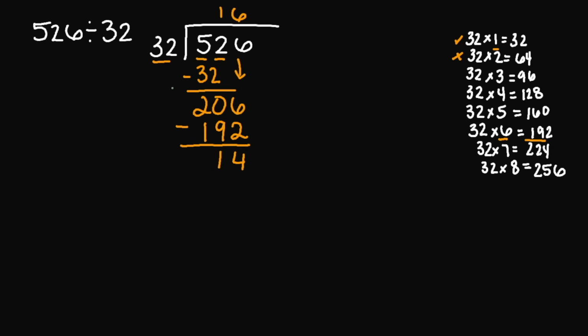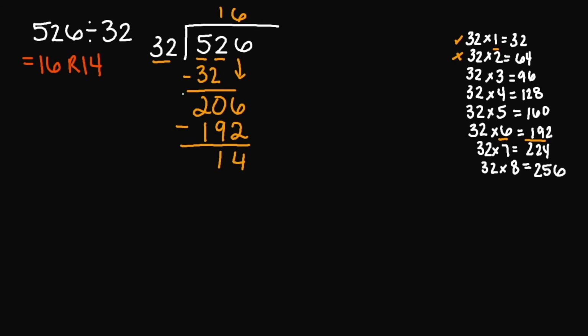Now, if you need to leave your answer in remainder format, then you can stop here. So technically your answer would be 16 with a remainder 14. You can't stop here if you're leaving it in remainder format. But for the sake of this video, we're writing our answers in decimal format. So I'm going to keep going until I get 0.